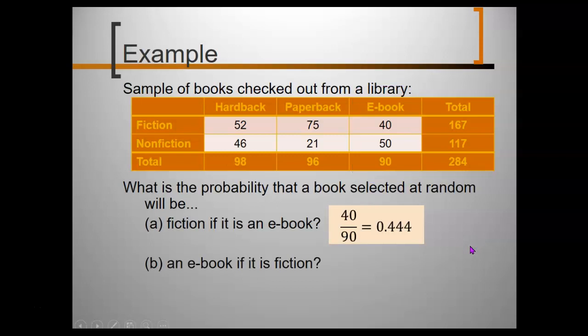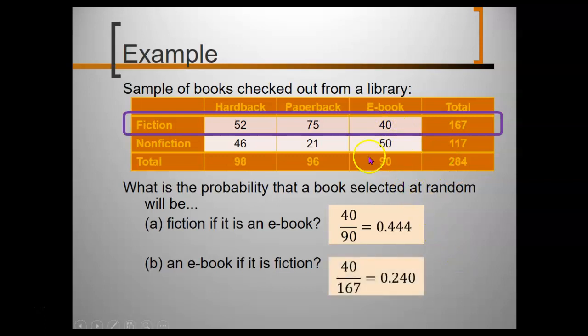What's the probability that it is an ebook if it is fiction? So if it's fiction, if it's one of the fiction books, just one of those. If it's not, we don't care about it. But if it's fiction, the probability of it being an ebook would be 40 out of 167. So 40 over 167 is 0.240 when you round to 3 places after the decimal point.